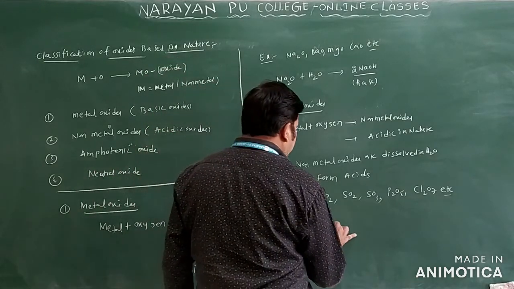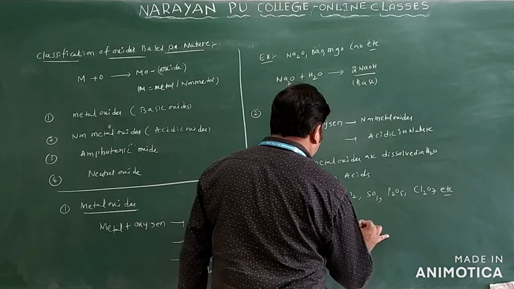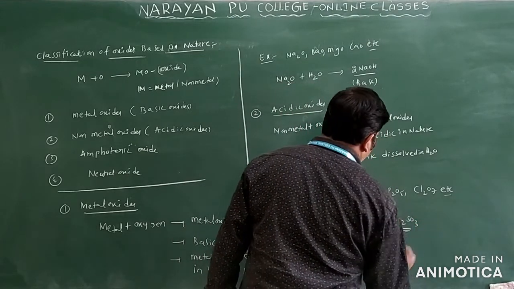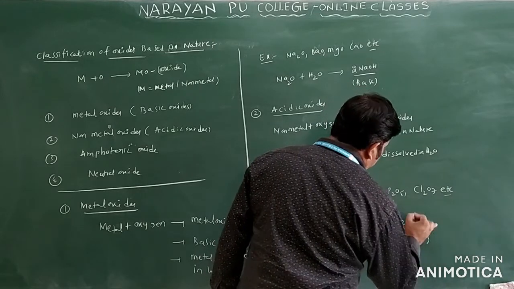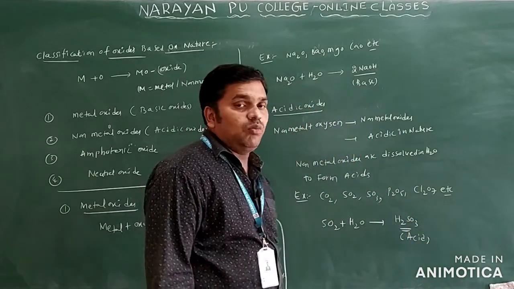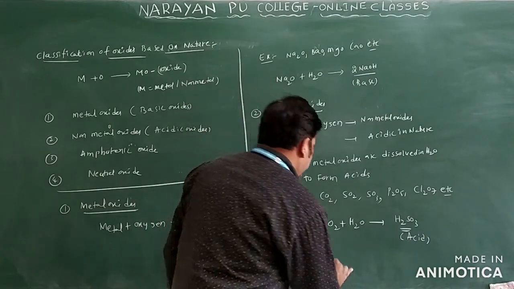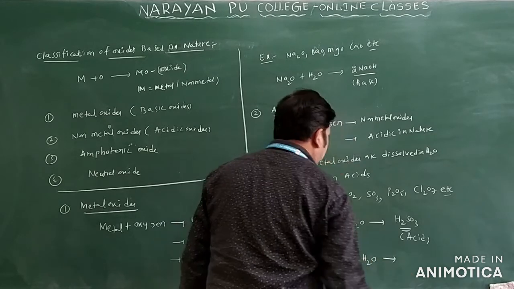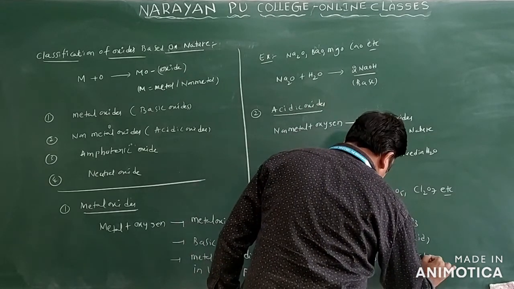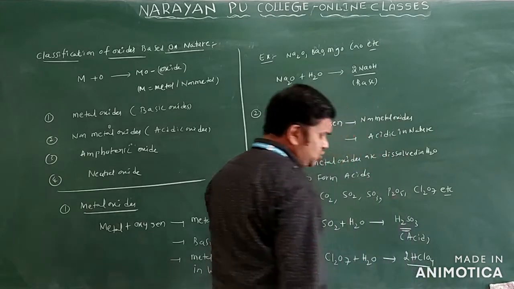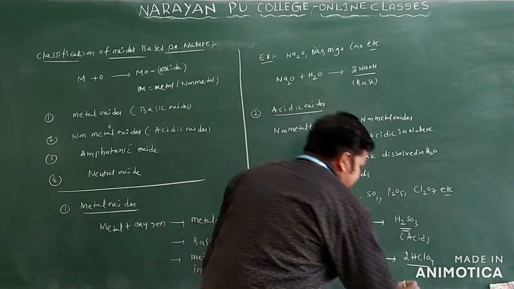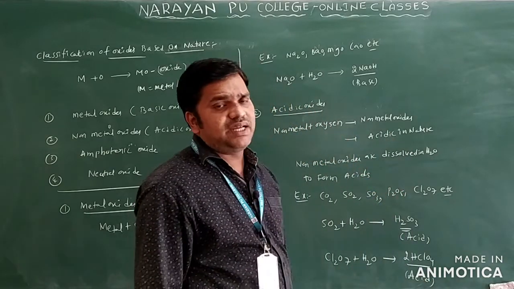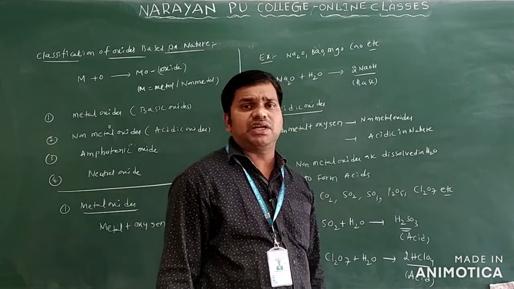Suppose I take SO2. SO2 dissolves in water and I get H2SO3 only. This is sulfurous acid, with the formula H2SO3. Suppose Cl2O7 dissolves in water, then I get 2HClO4. This is an acid, and its name is perchloric acid only.